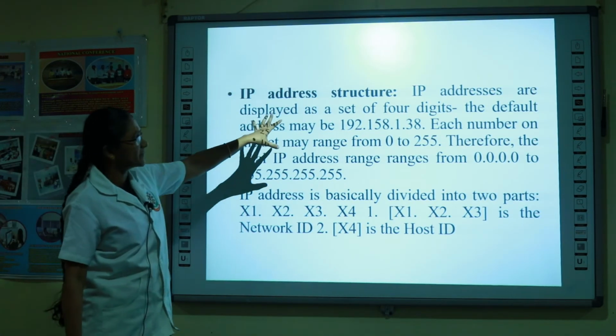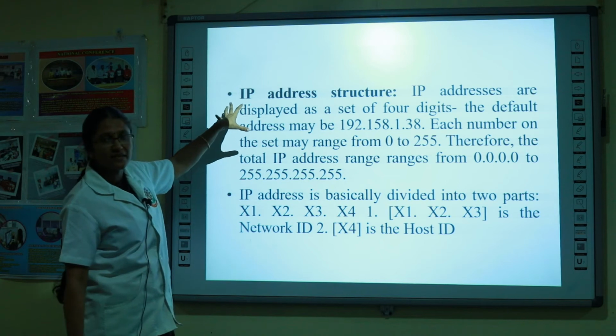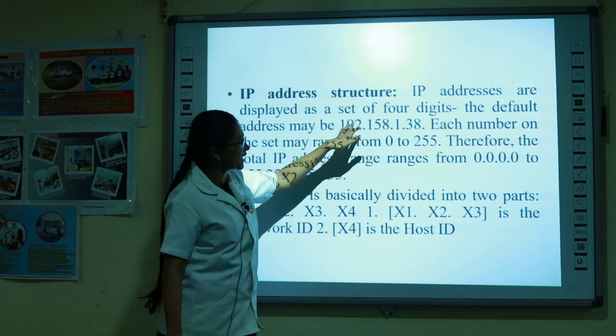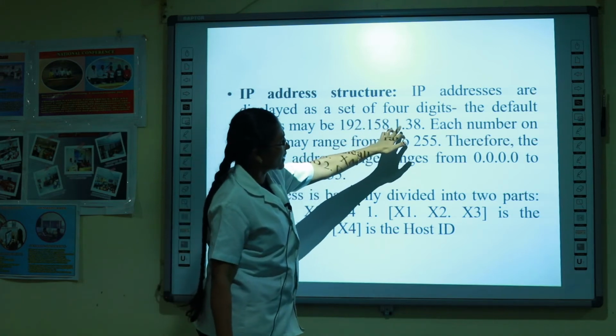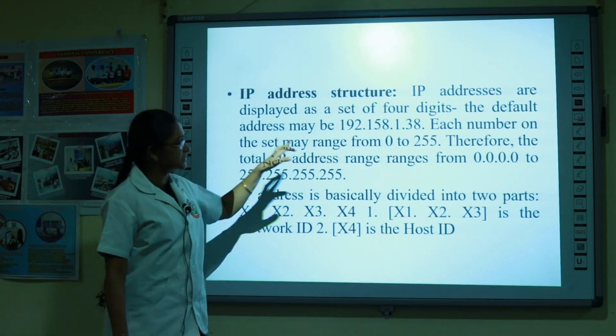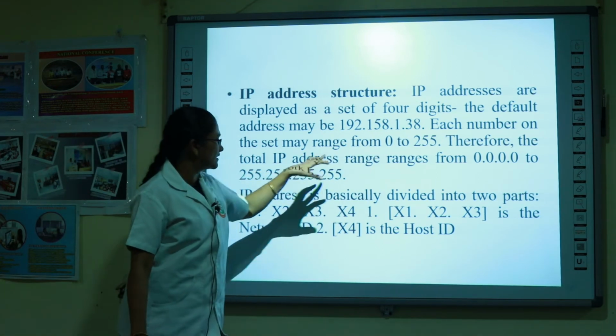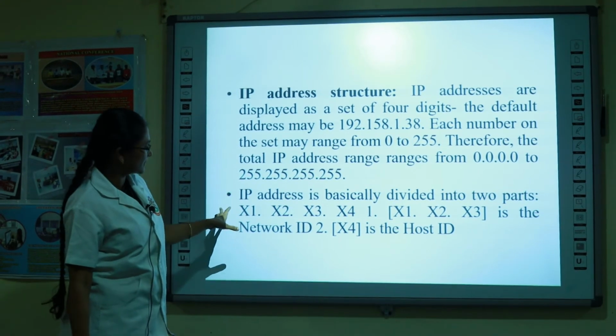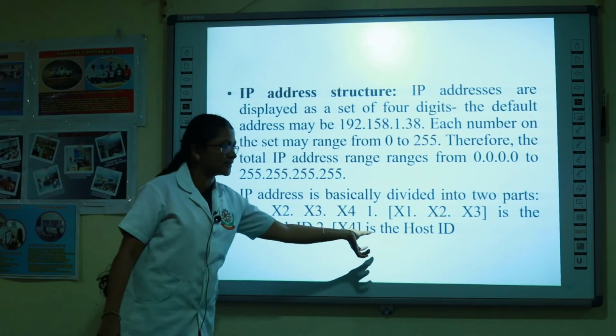So this is the IP address structure. Normally the IP address consists of 32 bits, divided into 8 bit portions: 8 bit, 16 bit, 24 bit and 32 bit. The IP address ranges from 0 to 255. Each and every IP address is divided into 2 parts. The first one is the network portion and then the host portion.